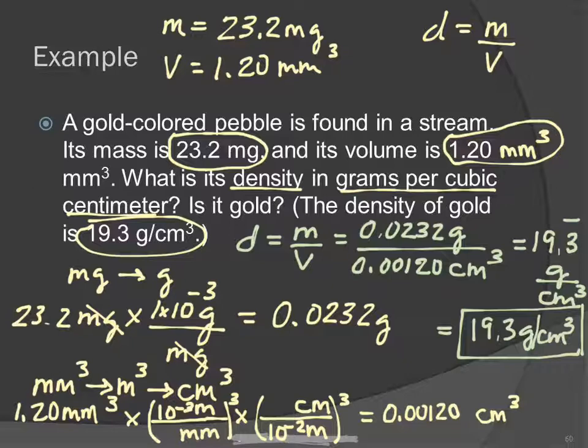That answers the first question. Don't neglect the second question. Is this pebble gold? Yes. Yes, it is. It looks like gold and it has the same density as gold. There are very few things that are that dense. So then we need a second answer. The second answer is yes.